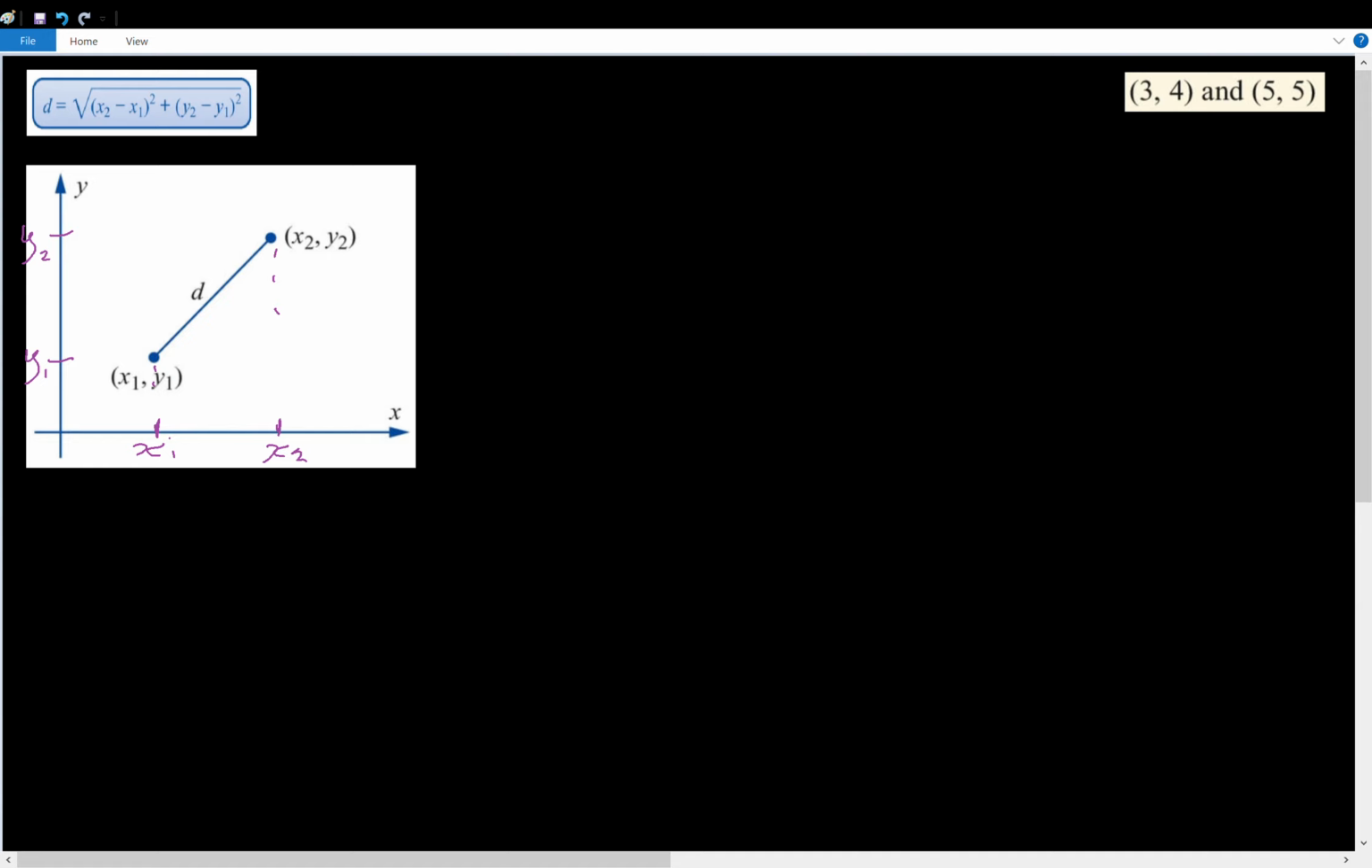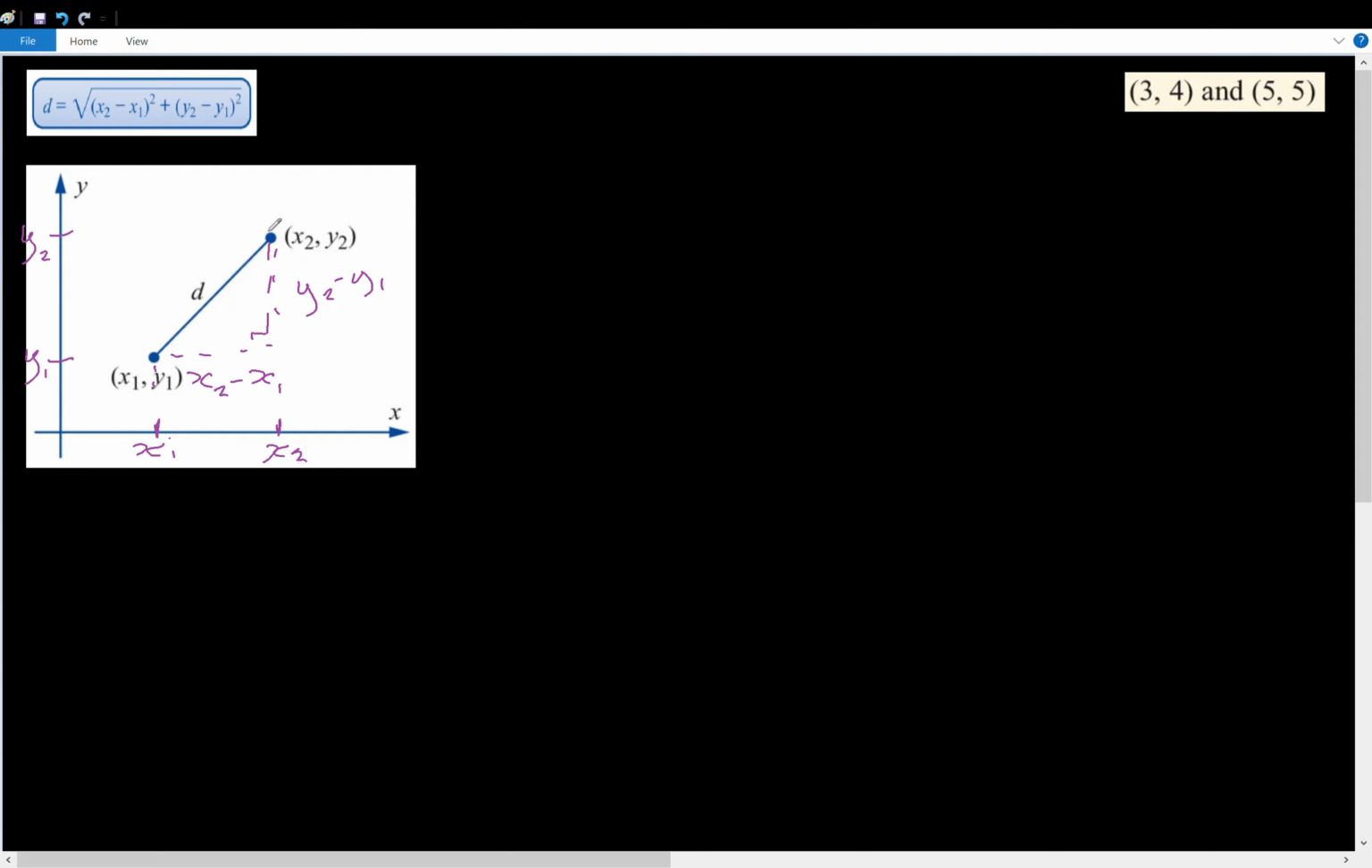So now what we're going to do is, with our line, form a little right angle triangle, like this. The length of the line on the right here is going to be the difference between y2 and y1, so it's going to be y2 minus y1. And the length of our bottom line here is going to be the difference between x2 and x1, so it's going to be x2 minus x1.